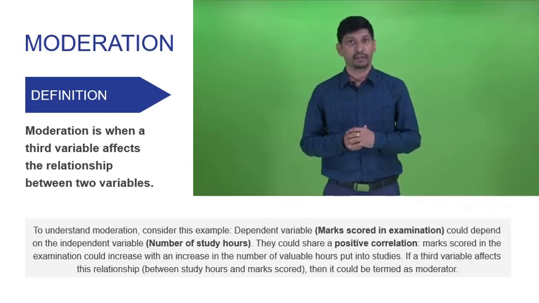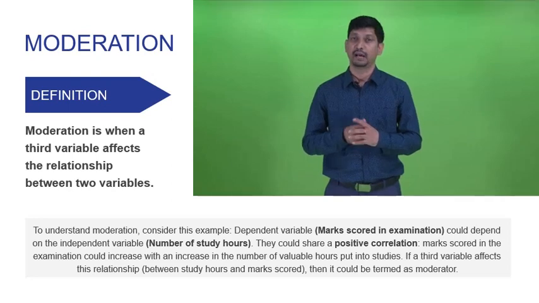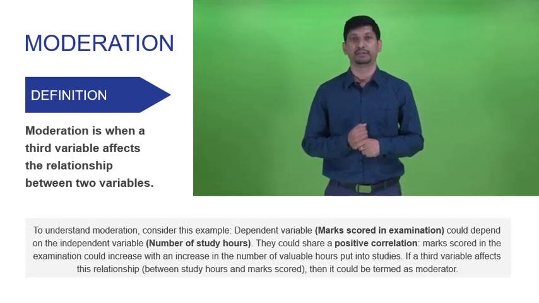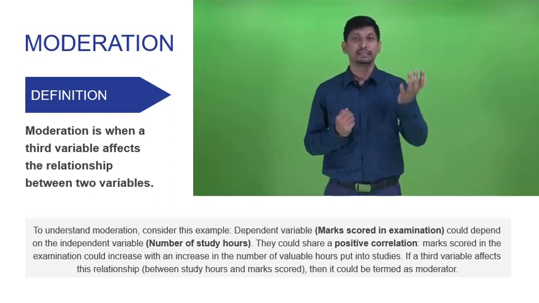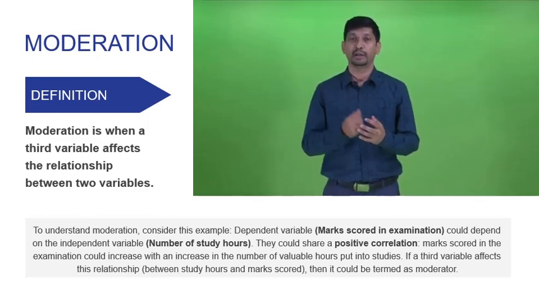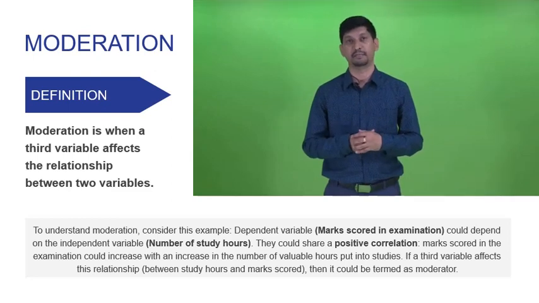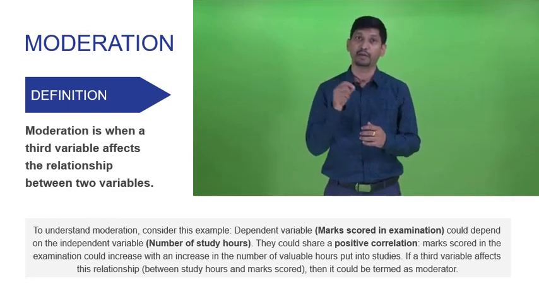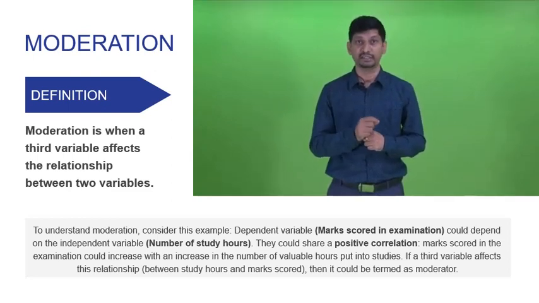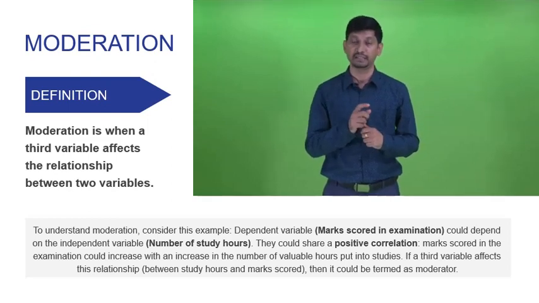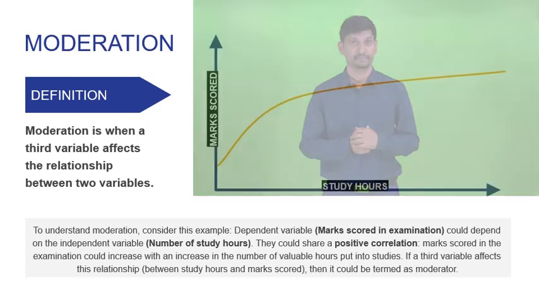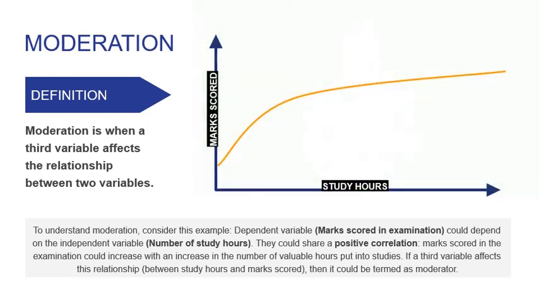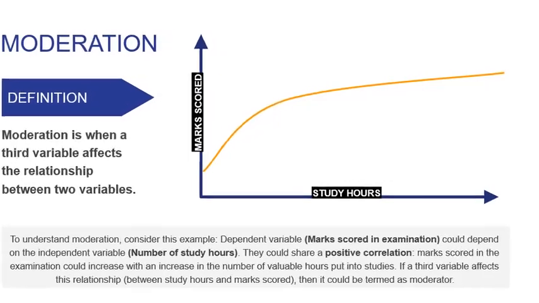Let the independent variable be the number of study hours and the dependent variable be the marks scored in the examination. Now, an increase in the study hours could lead to an increase in marks scored in the examination. If a third variable is able to affect this relationship between study hours and the marks scored, it becomes a moderator.